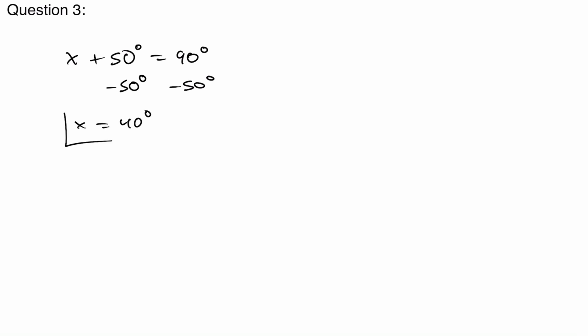We just have to write the equation out. So I told you one angle was 50 degrees. So that would be x plus 50 degrees. And I told you it was complementary, so it has to equal 90 degrees. Now once again, we just subtract 50 on this side, subtract 50 on the other side, and we're left with x is equal to 40 degrees.